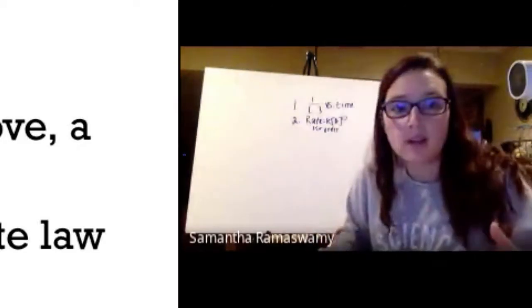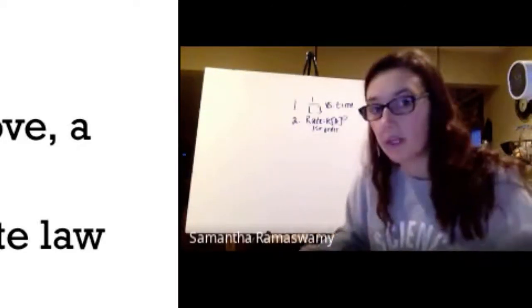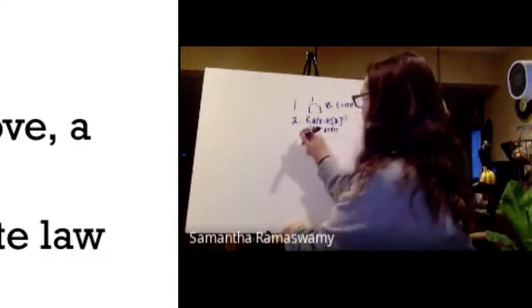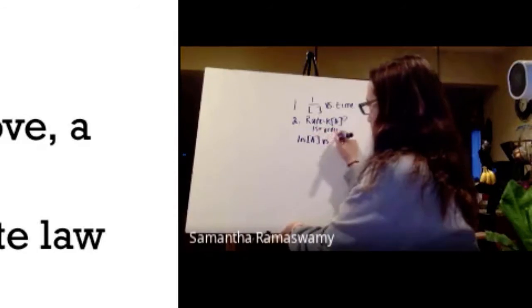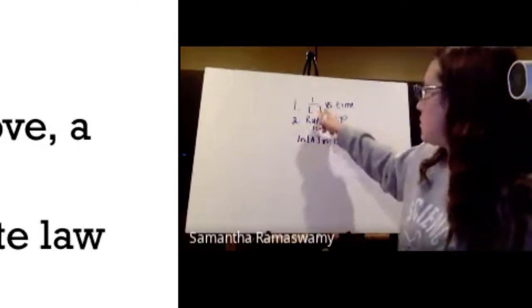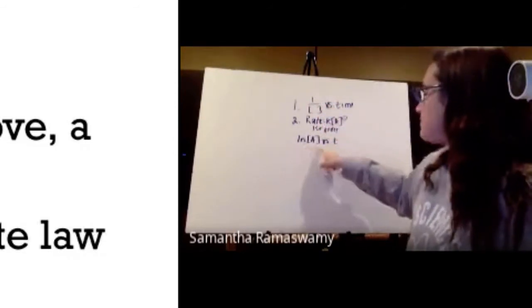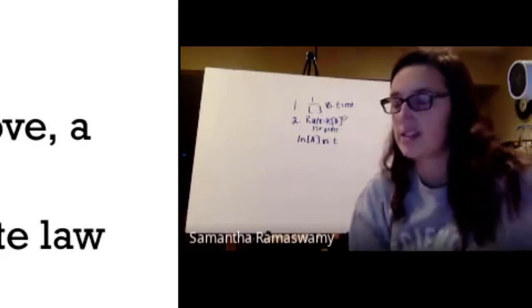So use the rate law to figure out what the order is. If it's first order, the plot that gives a straight line is the natural log of concentration versus time. Second order is 1 over concentration versus time. A first order process is the natural log of concentration versus time.